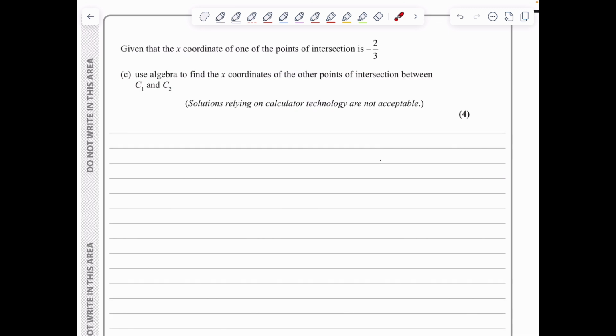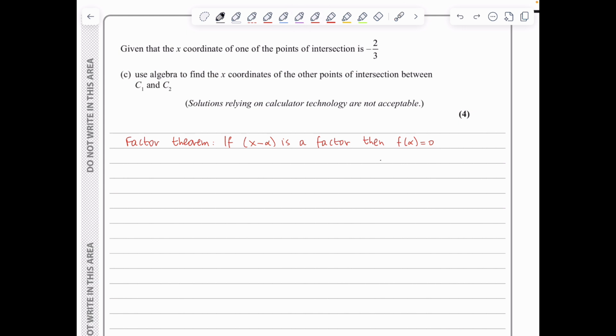Now, given that the x-coordinate of one of the points of intersection is -2/3, we need to use algebra to find the x-coordinates of the other points of intersection between the two curves, and solutions relying on calculator technology here are not acceptable, so I cannot just plug in the cubic on my calculator and get the answers. So what I'll be doing here is using the factor theorem, which says that if x - α is a factor, then f(α) = 0.